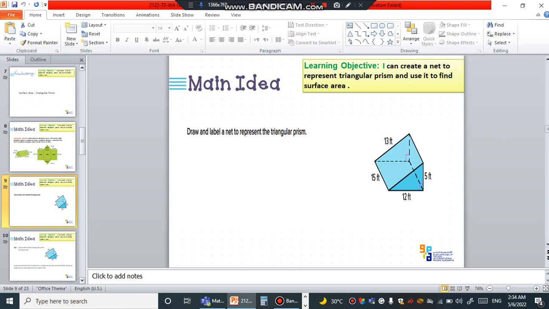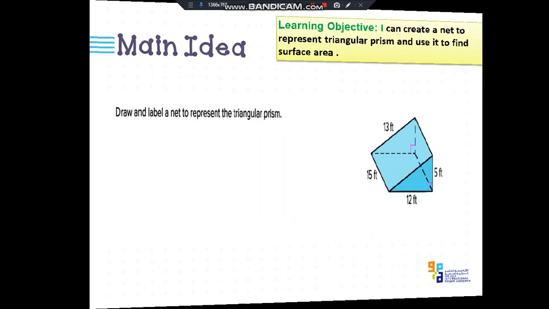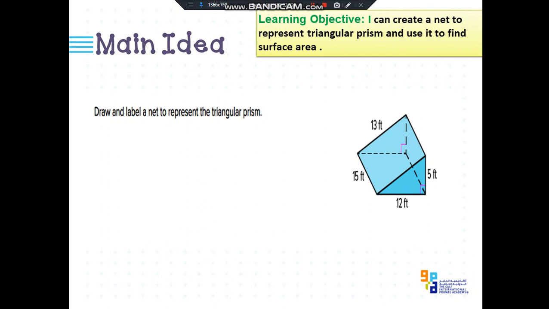you the surface area. Okay, for example here, if I have this shape or this figure, as you can see, this one is called a triangular prism. And ask yourself, why do you call this one a triangular prism? We call this one a triangular prism because the base here is a triangle. That's why we called this one a triangular prism.